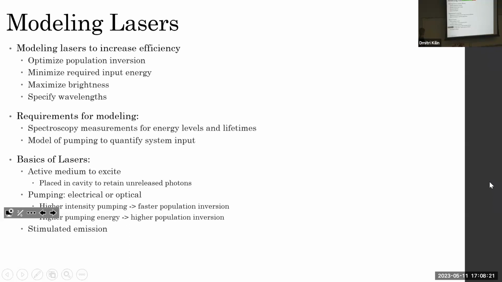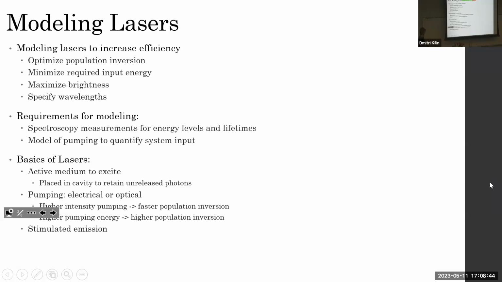So usually it's either electrical or optical. The basics, we've already talked about pumping, so I won't get into that, but we also have an active medium, and that's just whatever our atoms or molecules are that we're exciting. So we place these into a cavity, which I think I missed the part where Stephen was talking about what the cavity is there. It's just so we can contain all the light, so we can only direct it out into one direction.